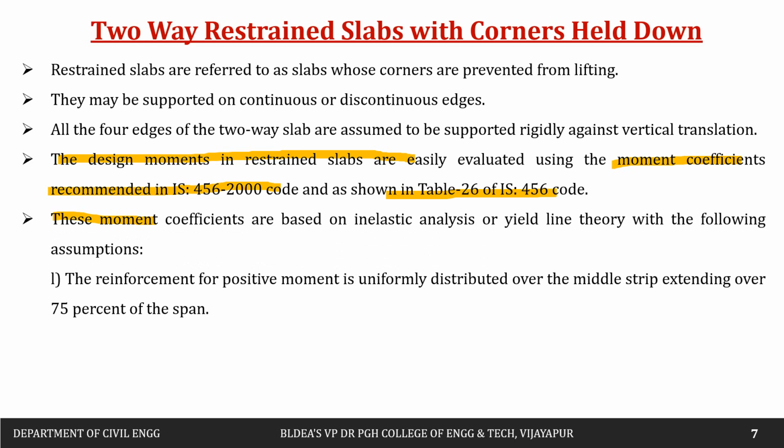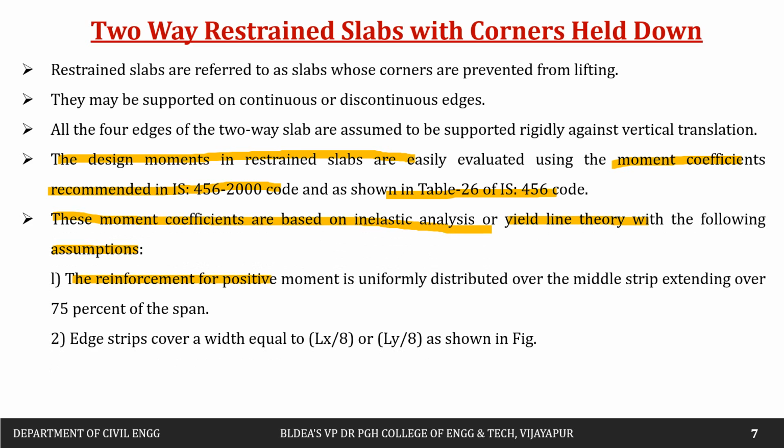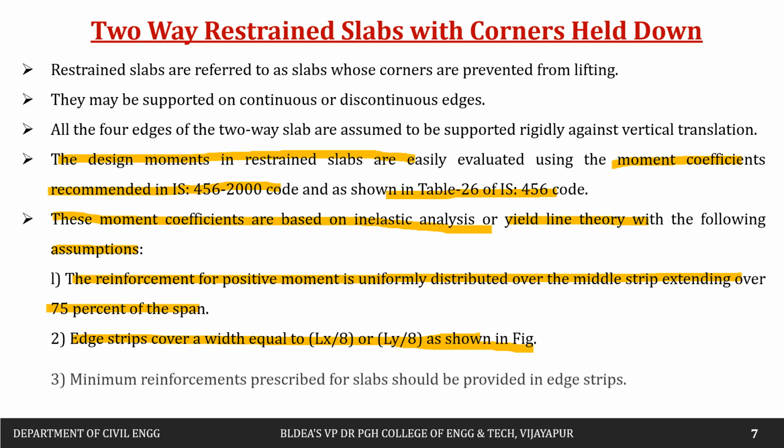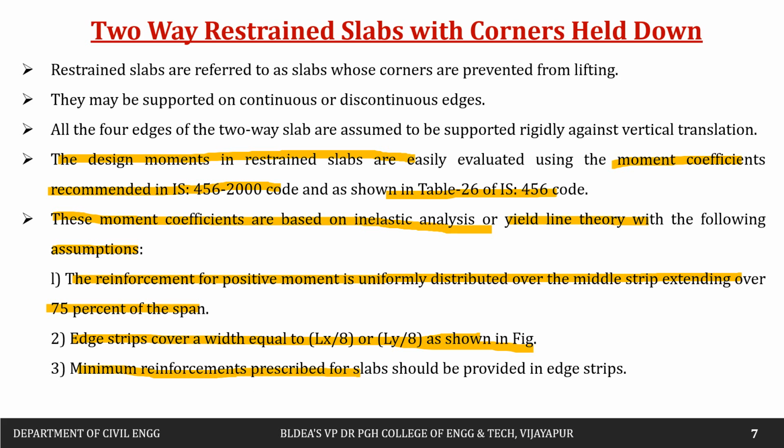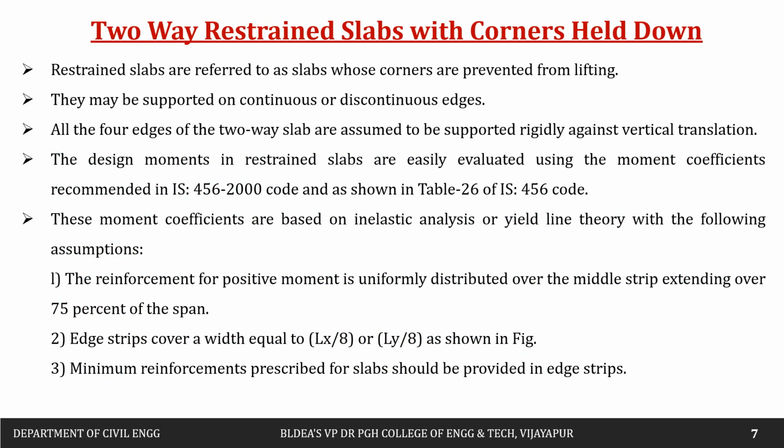These moment coefficients are based on the inelastic analysis or yield line theory with the following assumptions. The reinforcement for positive moment is uniformly distributed over the middle strip extending over 75% of the span. The edge strip covers a width equal to L by 8, or Lx by 8 or Ly by 8, as shown in the figure. The next is minimum reinforcement prescribed for a slab should be provided in the edge strip. These things let me show you.